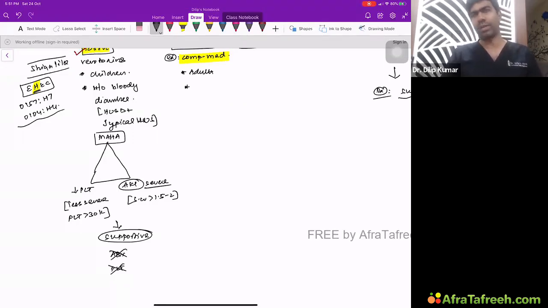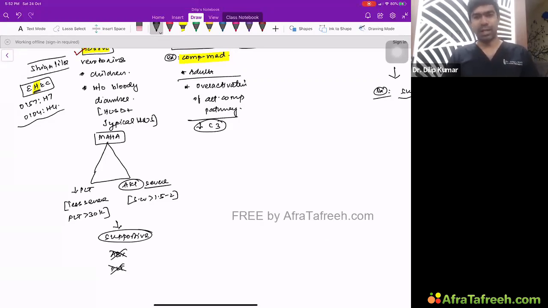So majority of these patients with complement HUS will have overactivation of the alternate complement pathway. I think we have discussed that overactivation of the alternate complement pathway yesterday. And because of that, they'll be having low C3. They might have a completely normal C4, C1 and all, but they'll be having low C3. And this is a complement-mediated damage.